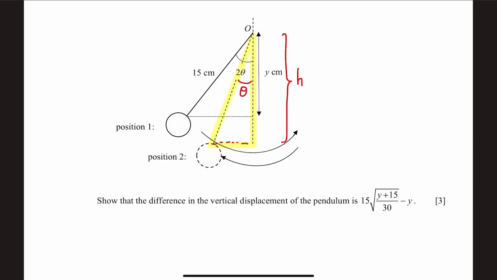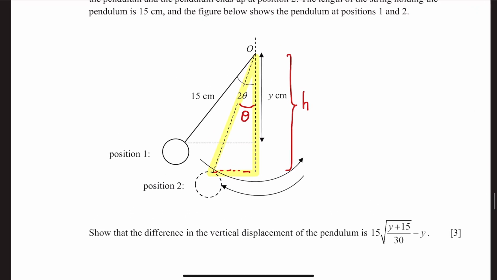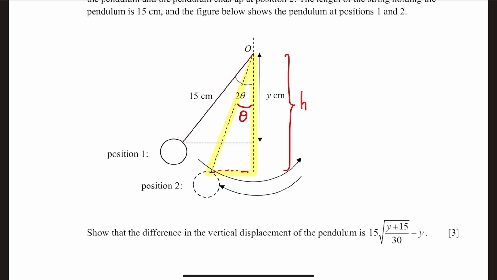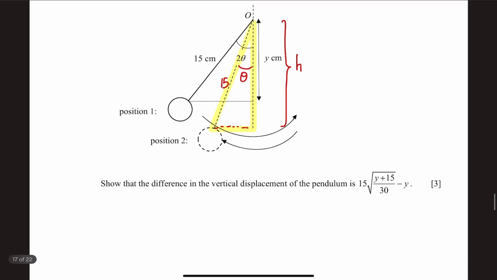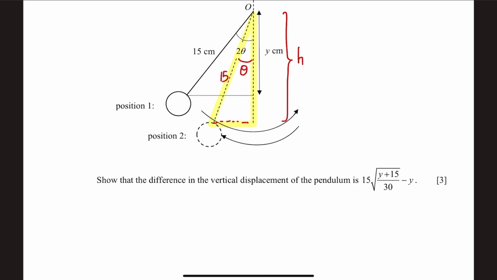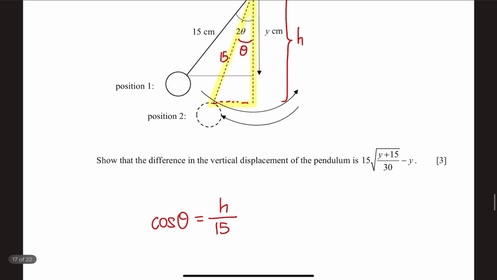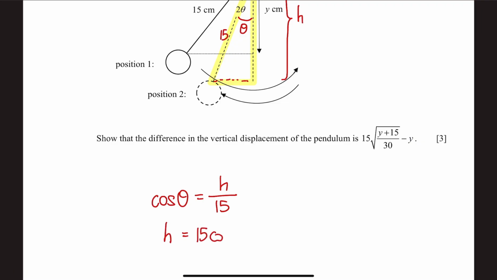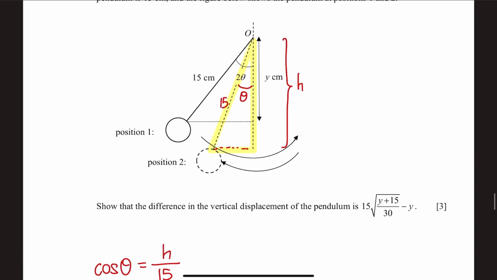I know that since the length of the string is 15 cm, this is also 15. Therefore, in this first triangle, I can form, based on my right angled triangle, cosine theta is equal to adjacent, which is height h over 15. So h is equal to 15 cosine theta.